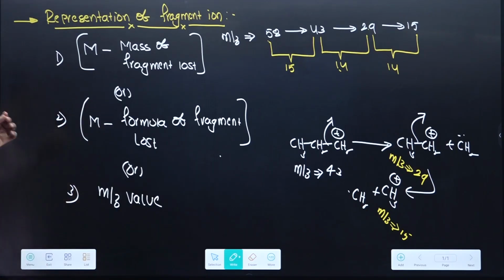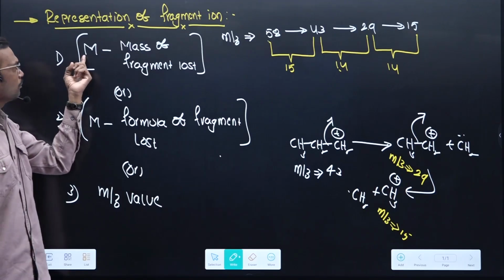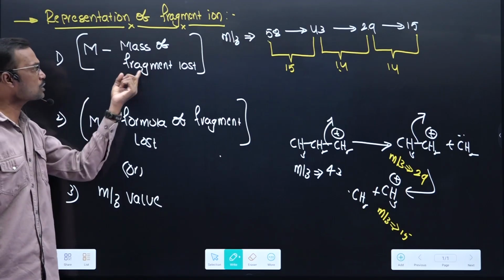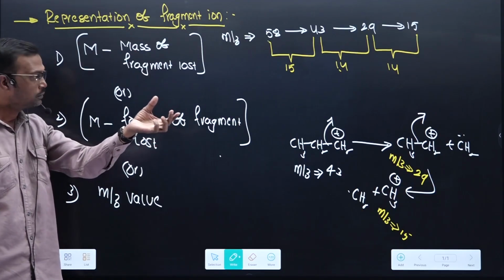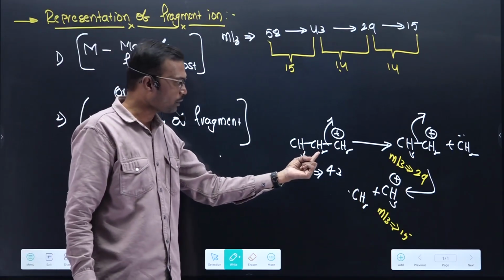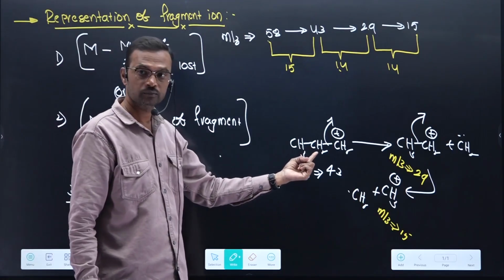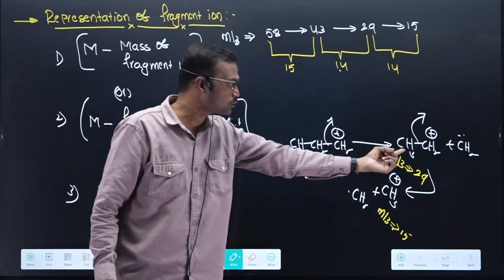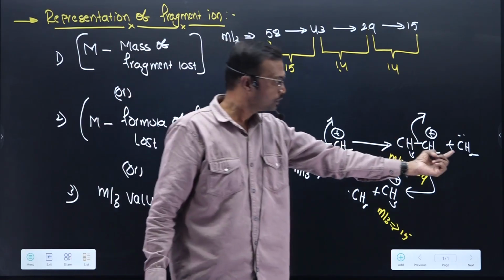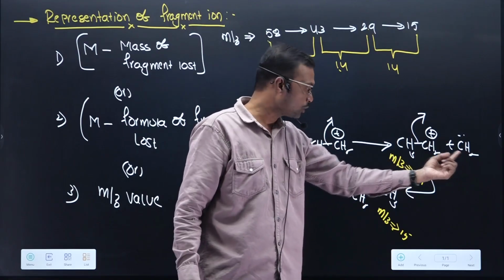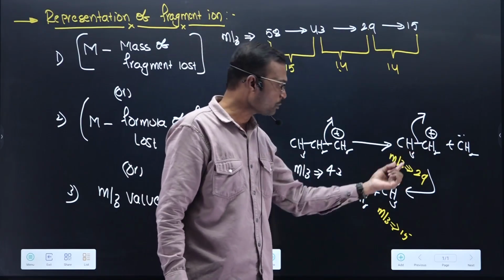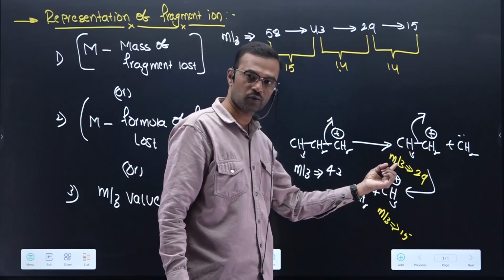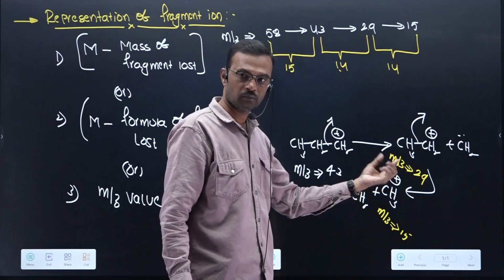How to represent a fragment ion? Three ways we can represent a fragment ion. What are they? Molecular ion minus the mass of the fragment lost. From the molecular ion, what are we removing? Suppose this is a fragment. In this, what did I remove to get this one? CH2. This I removed from this to get this one. This you can represent directly by M by Z. This is what we will most commonly use, M by Z. But three ways we can write.